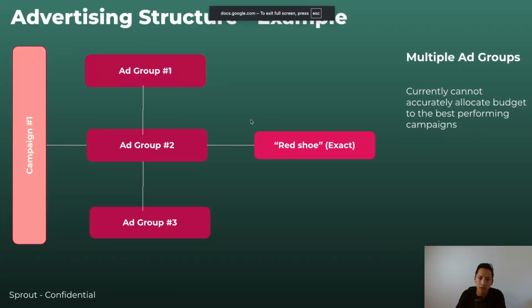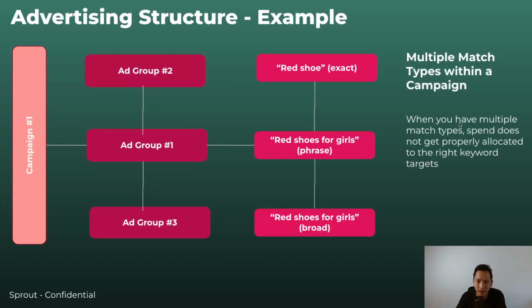Here's one example of what you might be thinking in terms of how you would organize your campaign structure. You may say, here's one campaign. We're going to have one ad group, two ad groups, three ad groups. Oftentimes, you will have phrase match, exact match, or broad match. This is a common mistake that I see. And then you have red shoe within the exact match ad group. I'll get into the problem a little bit later, but here's sort of a foreshadowing of what happens.